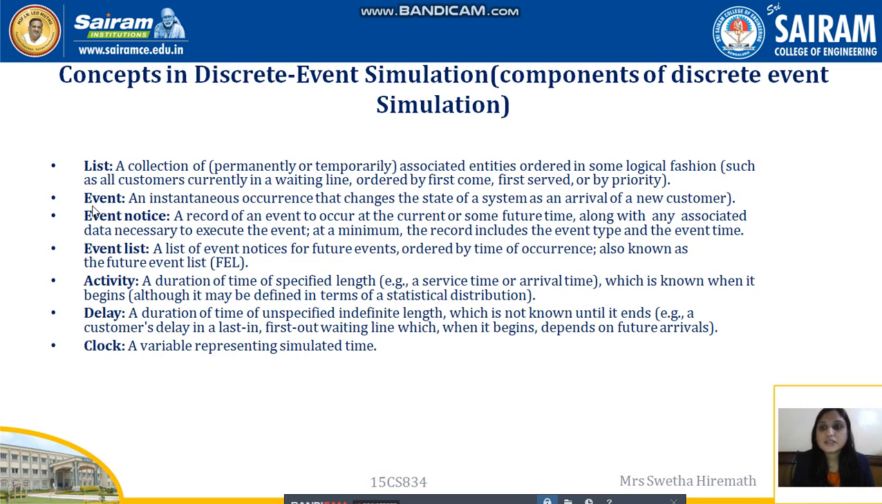Next component is event, an instantaneous occurrence that changes the state of a system, such as an arrival of a new customer. Event notice, a record of an event to occur at the current or some future time, along with any associated data necessary to execute the event. At a minimum, the record includes the event type and the event time that will occur. Event list, a list of event notices for future events ordered by time of occurrence, also known as a future event list.